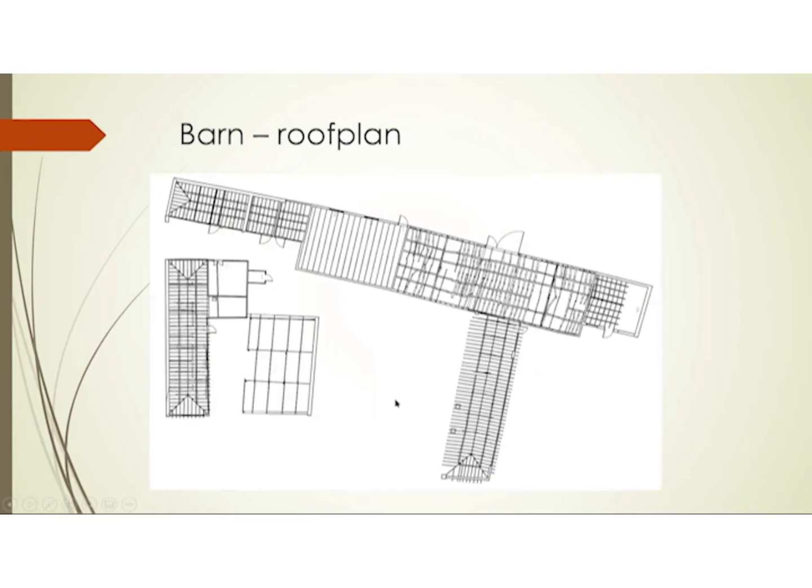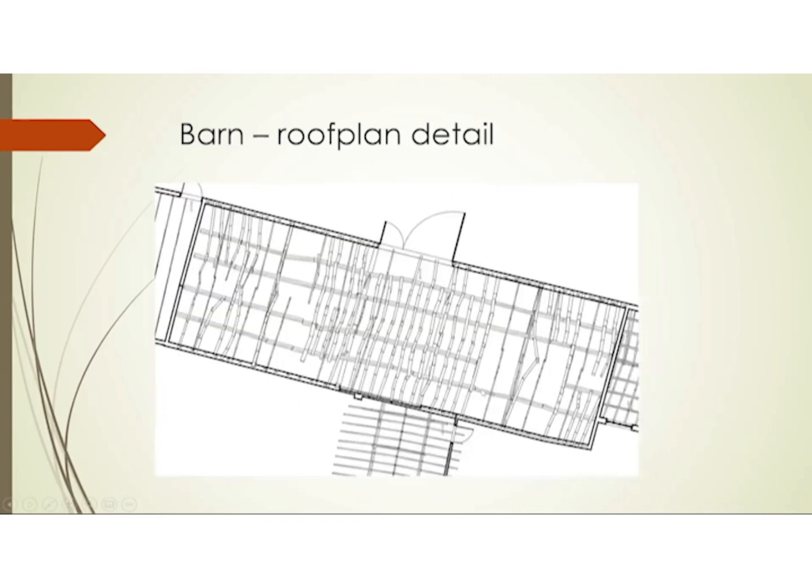This is the roof plan that's been generated from the point cloud data, and we can see all these rafters that are missing or that are misshapen. Great detail. And in close up, these timber joists and the not straight walls.